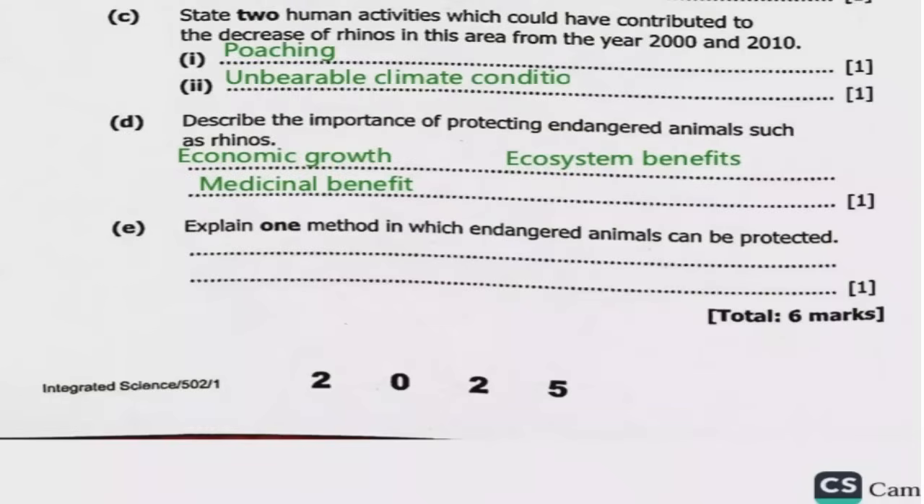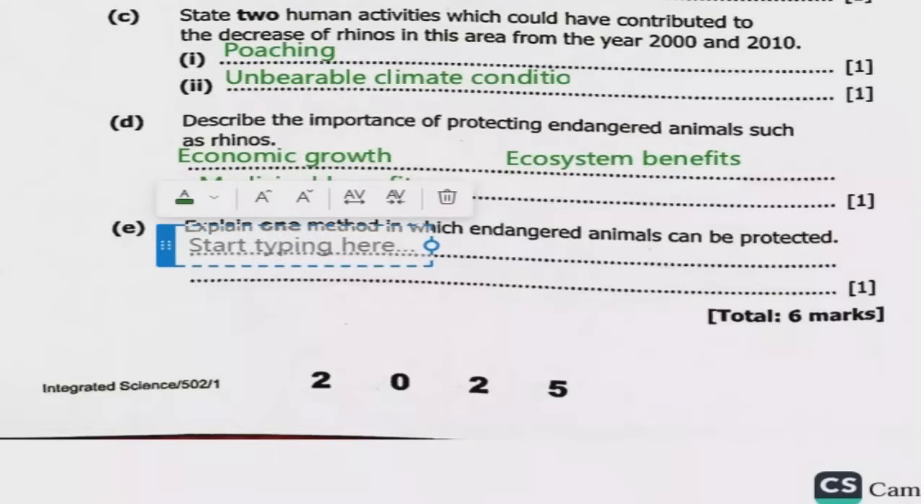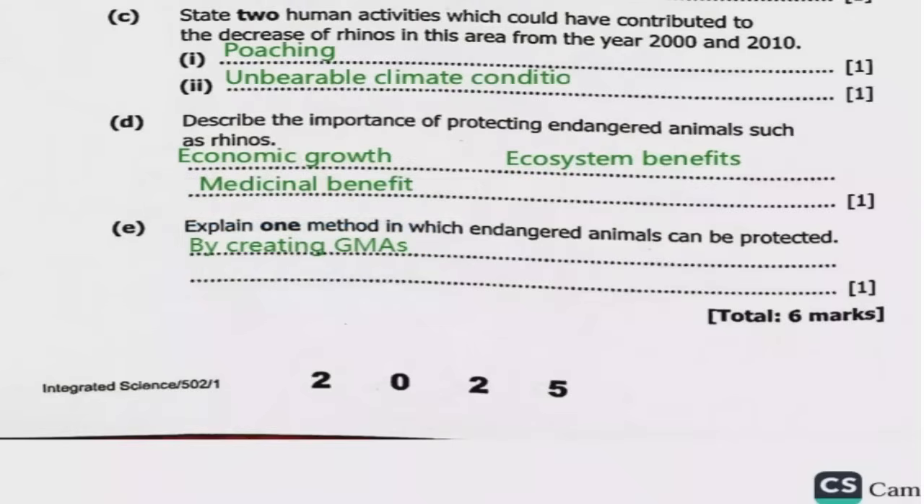Now we come to question E, which is: explain one method in which endangered animals can be protected. How can we protect these? So one, by creating GMAs. This is game management areas where these animals are kept safely. Game management areas are areas where we cannot allow anyone to go and kill animals. Animals that are there are protected.